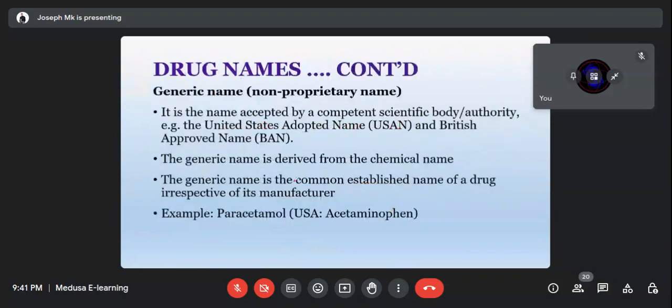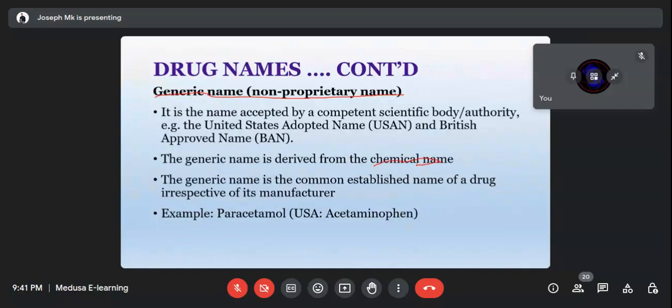Okay, so this is what we've been talking about, the generic name, which is also known as the non-proprietary name. It is the name which is accepted by a competent scientific body or authority, for example, the United States Adopted Name. So the generic name is simply derived from the chemical name. I talked about this already. It is derived from a chemical name.